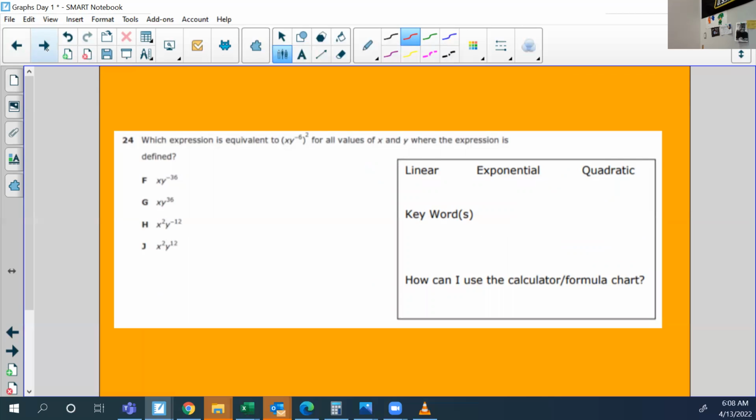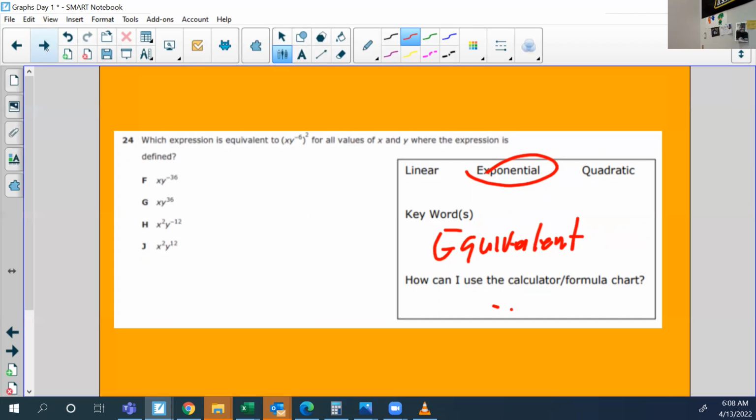I think this we did on the earlier slides. It asks which expression is equivalent, meaning equal, the same, right? So this is exponential. Keyword is equivalent. Man, I just cannot spell this morning. I need some coffee. And then I can use a calculator. Okay, it's hard to explain here. I'll have to show you in class for this one.